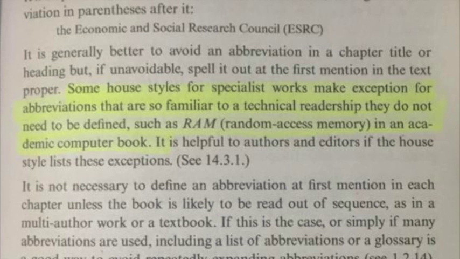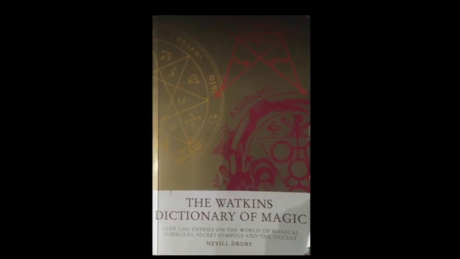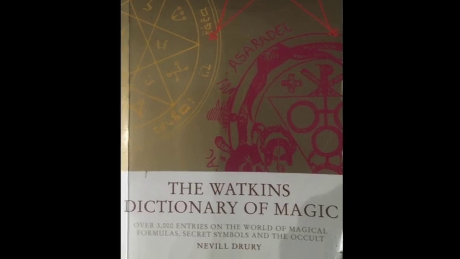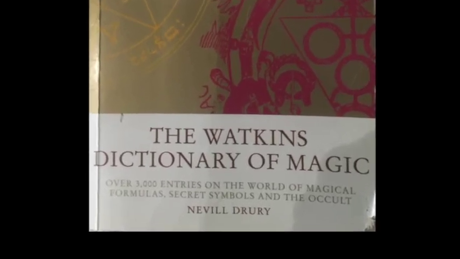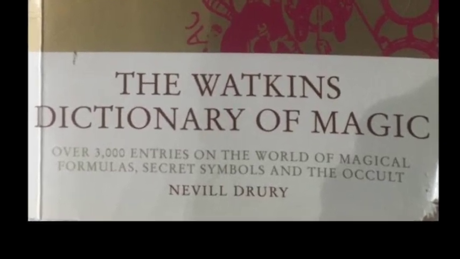Yeah, this is the acronyms. So acronyms are a part of abbreviations. Now, to go a bit further on the acronym, what I was just explaining as well about the lowercase letters. Here's another book. This is actually the Watkins Dictionary of Magic. Yeah, so this is actually a magic book, and every word in this book is basically a magic word. Yeah, so all these words are magic. Yeah, I won't flick through them. I just want to look at the word acronym.